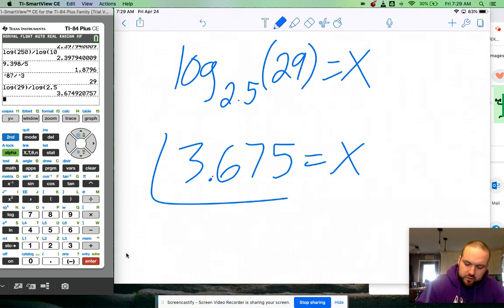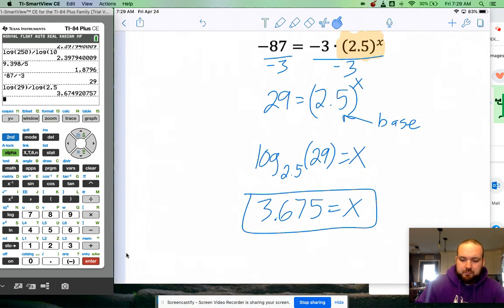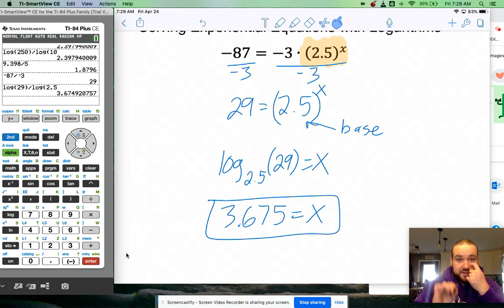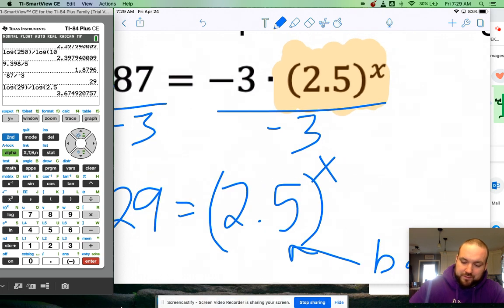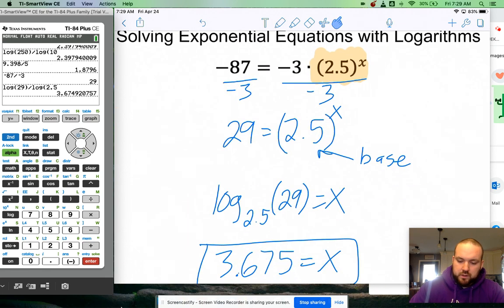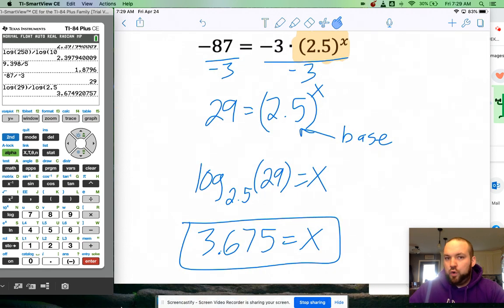So this one, we just had to have one step before we rewrote it as a log, and that was to get rid of that front negative 3 number. So just be careful of that. If it would have been like a minus 7 at the back of this problem, then we would have had to add 7 to both sides. But yeah, again, it's the algebra that you've known and done for years. We're just adding one more new step to it.